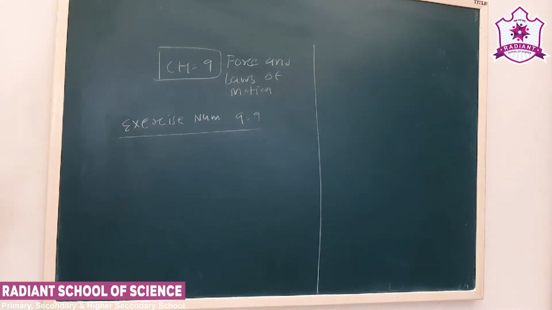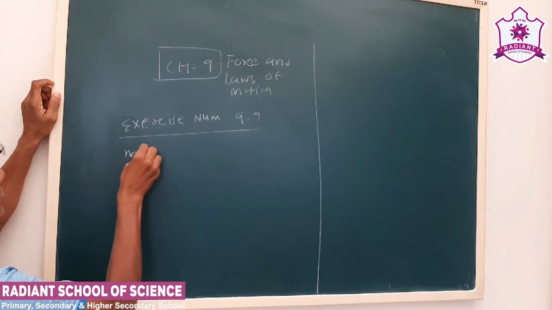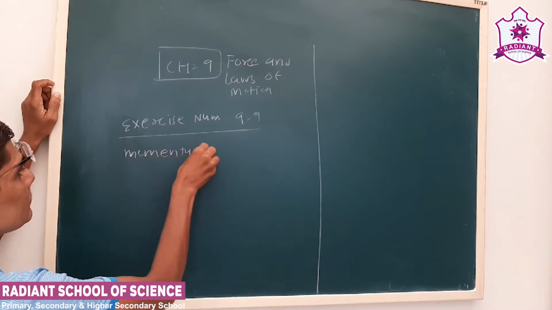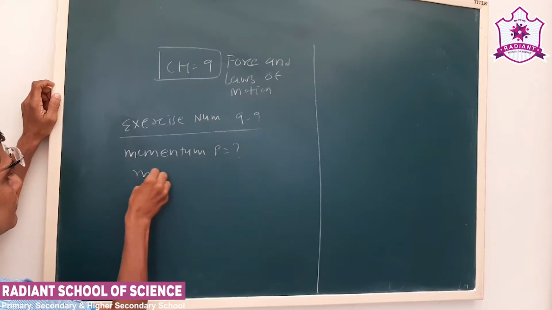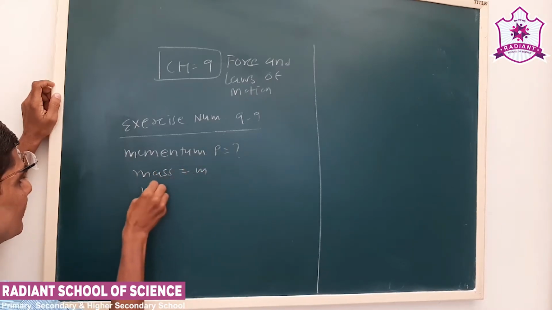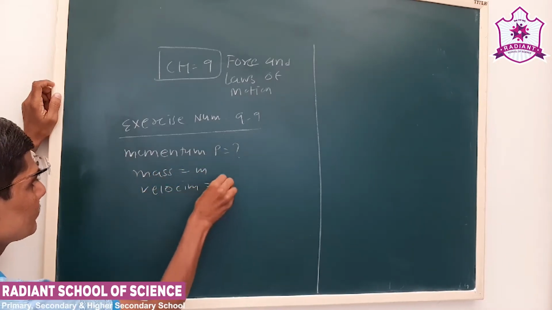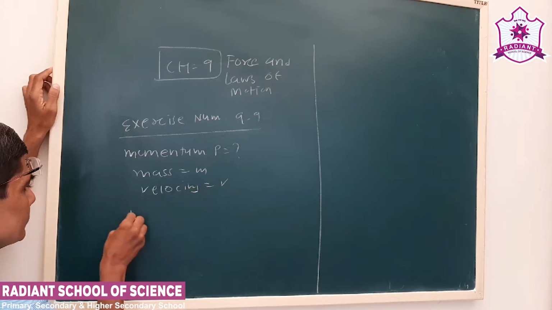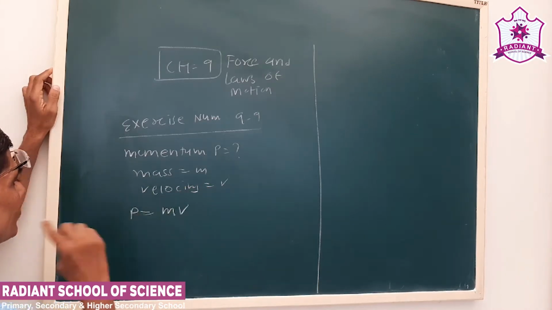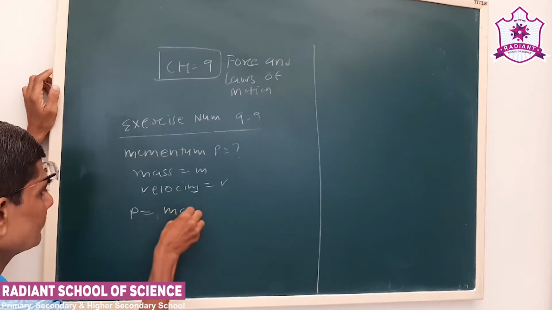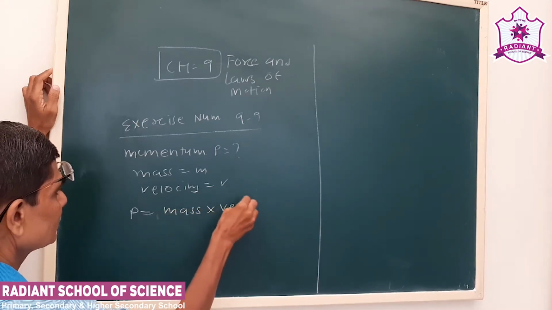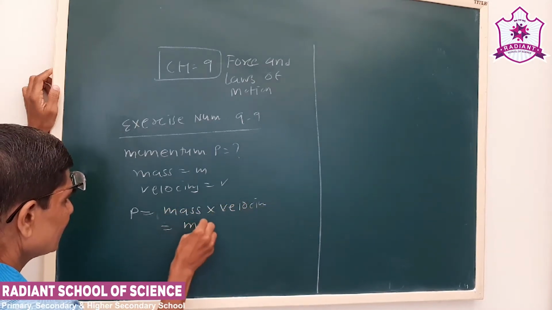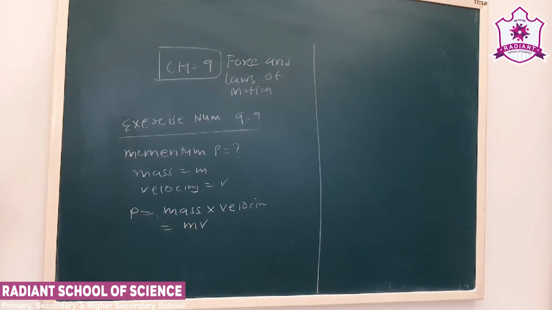Okay, now see, the question says: what is the momentum of the object? Mass m, velocity v. We have discussed in the theory part that momentum is the product of mass and velocity. Momentum is a product of mass into velocity, that is mv. Okay.